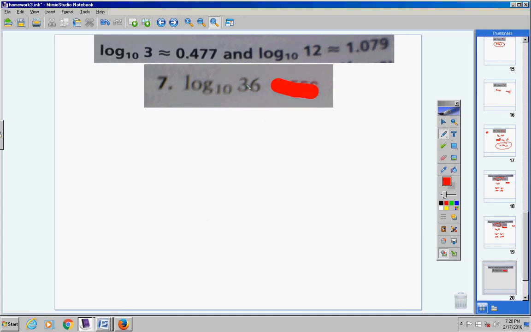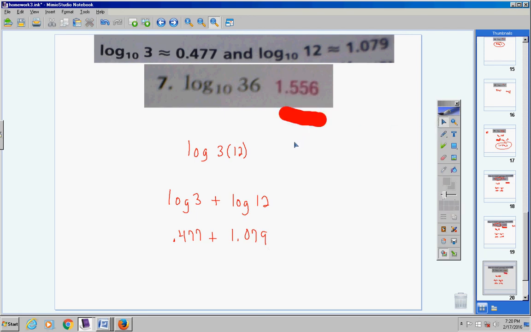Number 7. Okay, we have a 36. How can we get a 36 using a 3 and a 12? Well, guys, that's pretty obvious. Come on. 3 times 12. Now I'm multiplying two things, so write two logarithms. 3 goes here. 12 goes here. They're multiplying, so put a plus sign. Logarithm of 3 equals 0.477 plus logarithm of 12 equals 1.079. Add those two numbers together and you will get 1.556. If you want to check my work, type this into the calculator and you will get this right here.